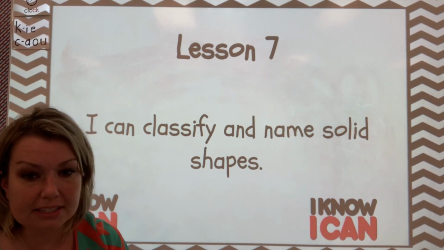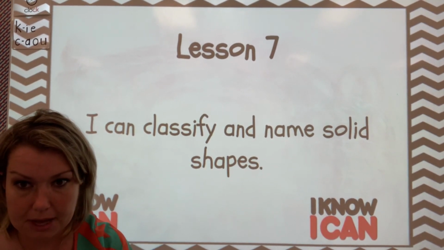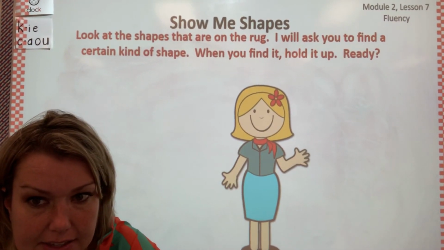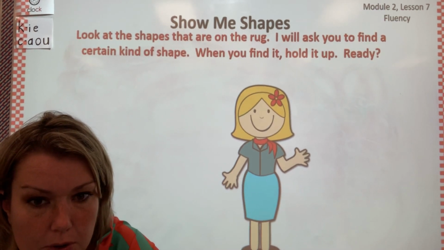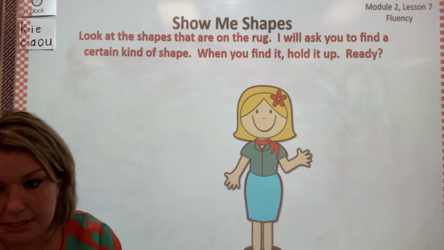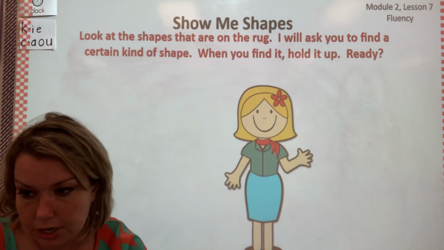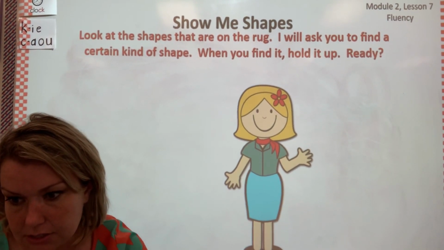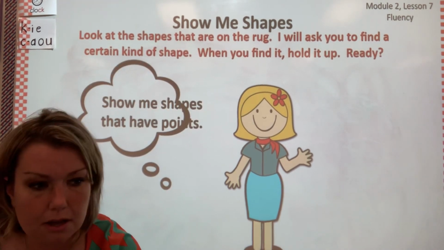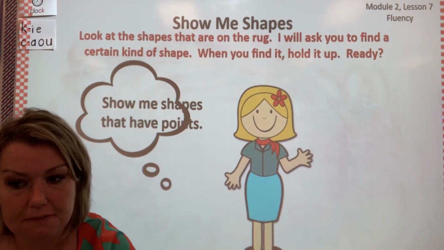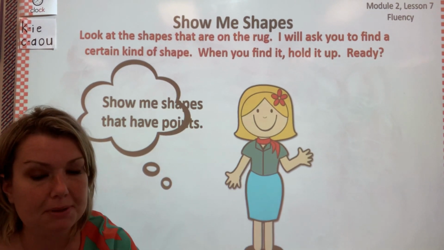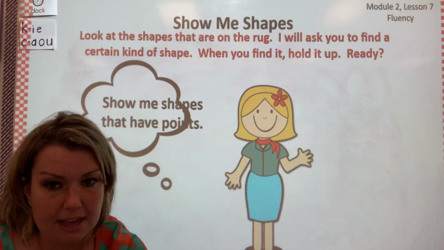Okay. Let's get started with our warm-up. The title of this activity is called Show Me Shapes. Look at the shapes that we're gonna find, and then find a certain kind of shape. When you find it, hold it up. So, if you have a shape in front of you, show me a shape that has points. Do any of you have a shape in front of you, kind of like what Ryan held up, that has points?